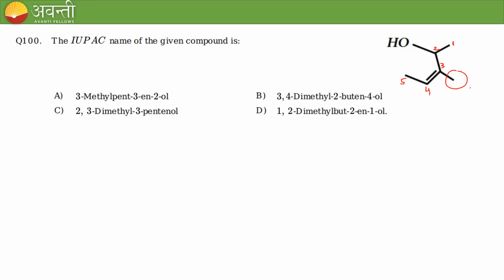Okay. Now this substituent is methyl. So it is 3-methyl and the parent chain contains 5 carbons. So it is pent. Between 3 and 4 we have a double bond. So pent-3-ene and on the second carbon we have the OH. So 2-ol. 3-methylpent-3-en-2-ol. So option A is the correct answer for this question.